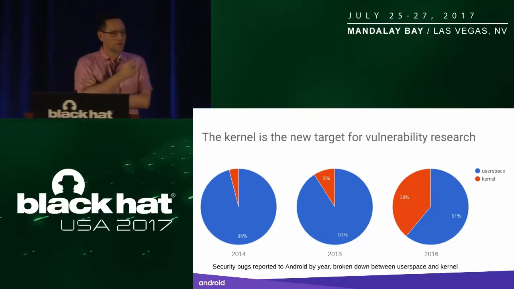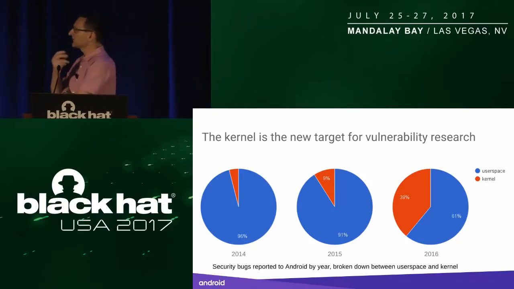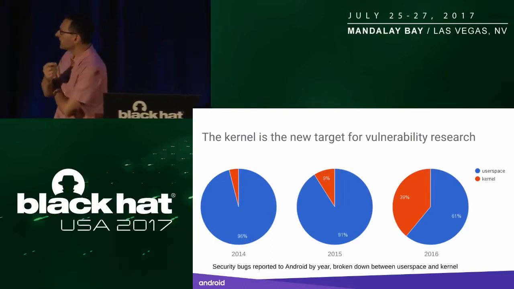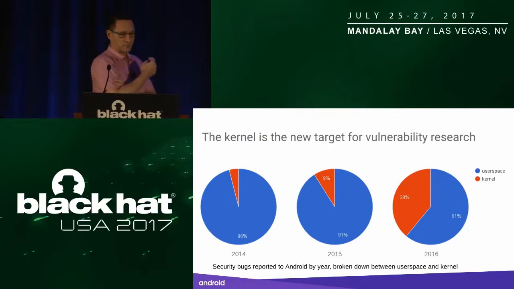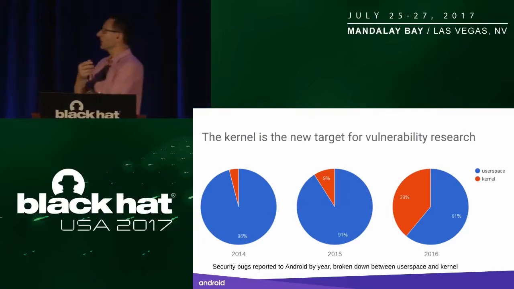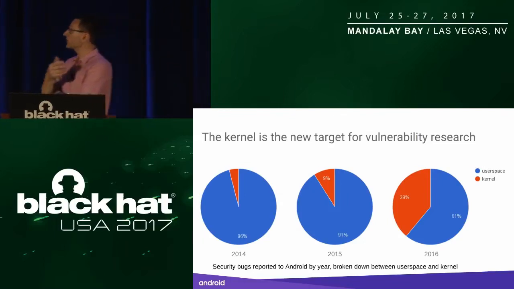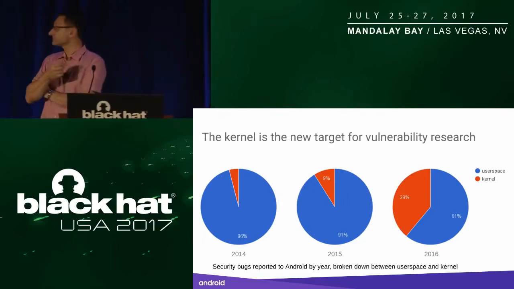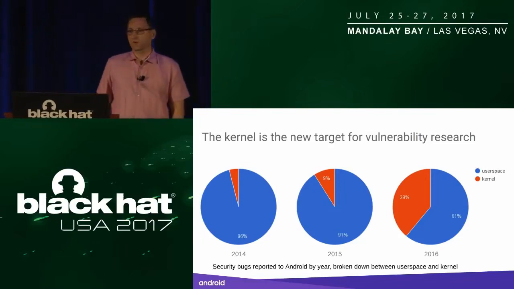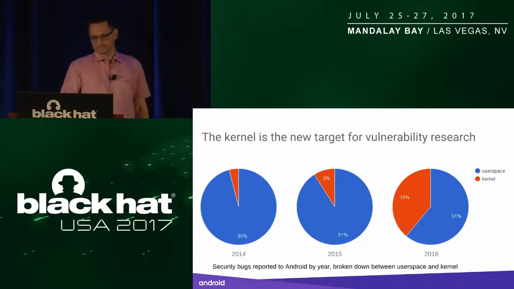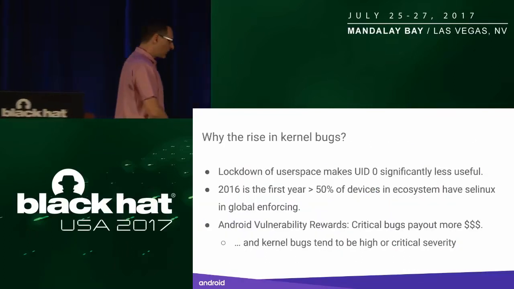The kernel itself is a new target for vulnerability research. So if you look at 2014, only 4% of the bugs that were reported to Android were kernel components. 9% in 2015, 39% in 2016. And people realize that the kernel is important.